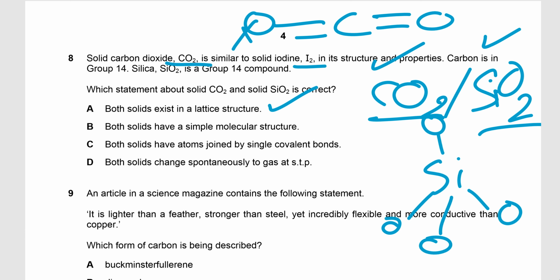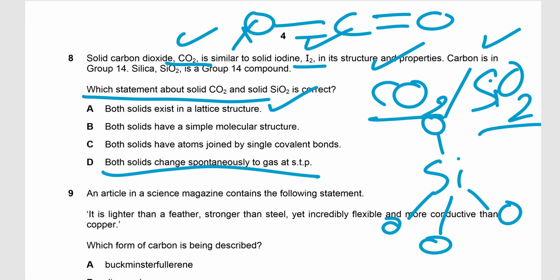Okay, and in option D, both solids change spontaneously to gas at standard conditions. This statement applies to carbon dioxide and iodine. Yes, both of them are solid, and they will be converted directly to gas by a sublimation process. But as I told you, the question is not between carbon dioxide and iodine, it's about carbon dioxide and silicon dioxide. So this question is a little bit tricky, so you have to be careful.